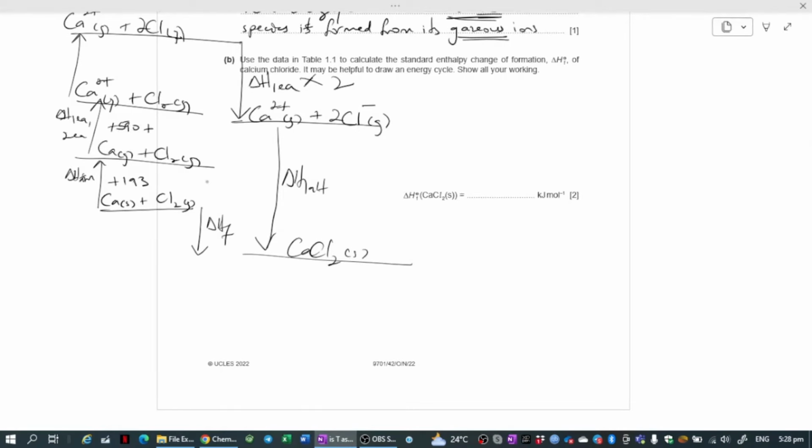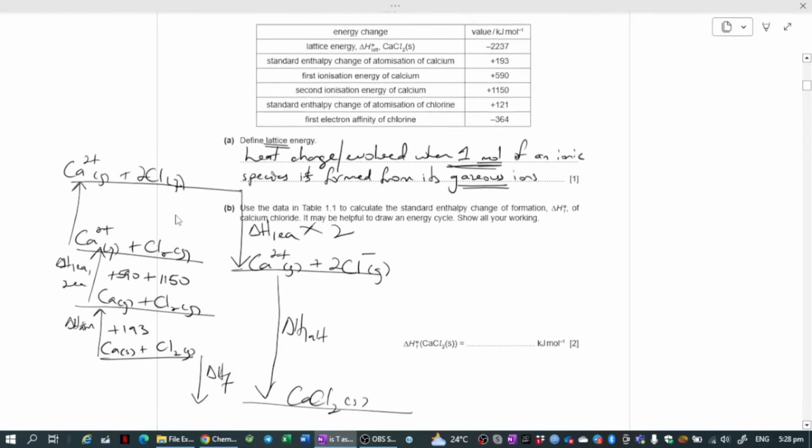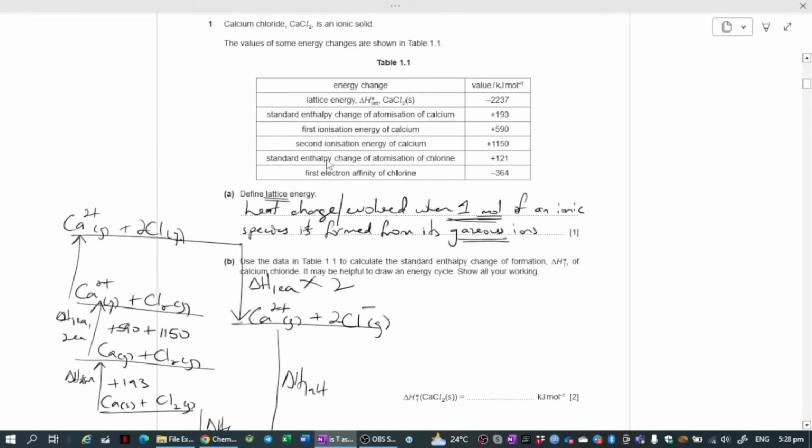Then we do the atomization of the chlorine. Now, this is important. Atomization enthalpy is the heat change when 1 mole of gaseous atoms is formed from its elements. Now, if we look at the case for chlorine, we are actually forming 2 moles of chlorine atoms. Therefore, the atomization value that they have given to us here, positive 121, has to be multiplied by 2. This is important because it stems from what the definition of atomization enthalpy is. It is per 1 mole of atoms. And we have 2 here, so we multiply by 2.